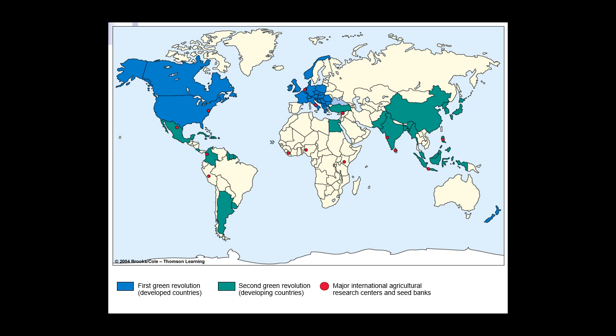And then the countries that are white here have not yet started a green revolution, either because they don't have enough agriculture to be counted, or they're still doing the subsistence farming traditional techniques.